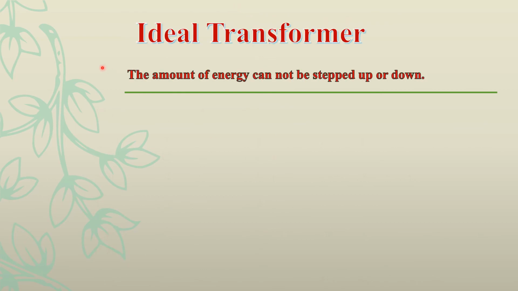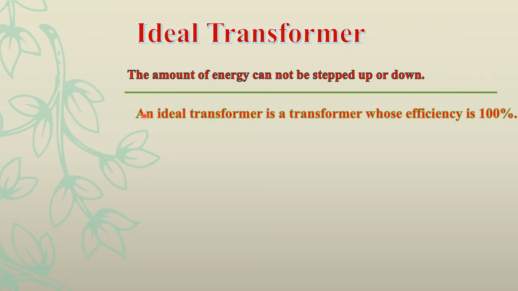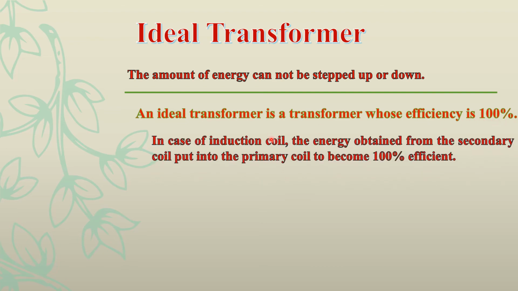Ideal transformer. The amount of energy cannot be stepped up or stepped down. An ideal transformer is a transformer whose efficiency is 100%. In case of an induction coil, the energy obtained from the secondary coil is put into the primary coil to become 100% efficient. So output power is equal to input power.